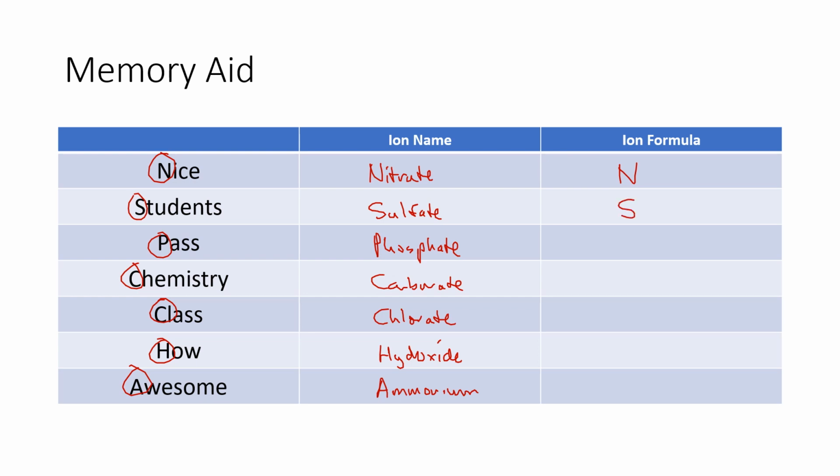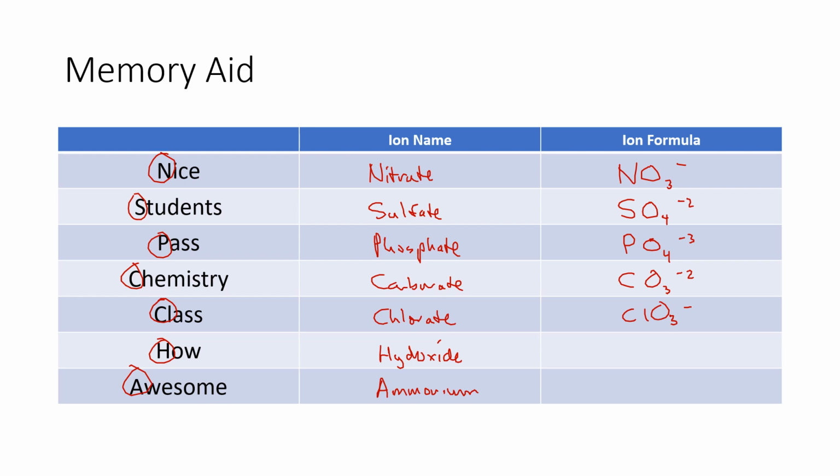And then you do the same thing down here just with the formulas. So N S P C Cl. For the first 5, these are the ones all with oxygen. You're going to put an oxygen with each one of them, O. And then you can follow this basic pattern: 3, 4, 4, 3, 3. And then the charges go up and down: -1, -2, -3, -2, back to -1.